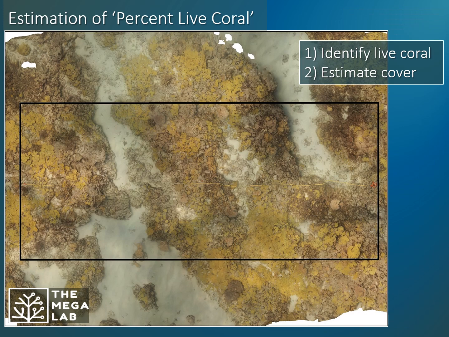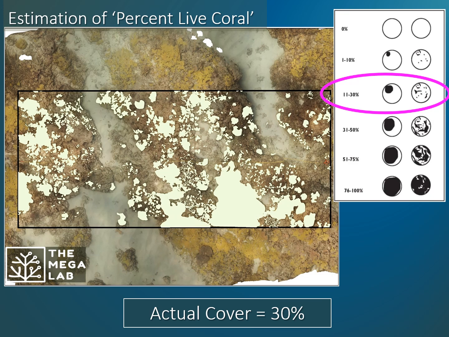In this example, what do you think is the percent live coral cover within the black rectangle? Again, remember to first identify live stony coral, then estimate the percentage of the two-dimensional reef surface that the live coral is covering. For this example, live coral within the black rectangle is highlighted in white. Percent live coral cover is 30%. Great job if you guessed 11 to 30% live coral cover for your reef report.